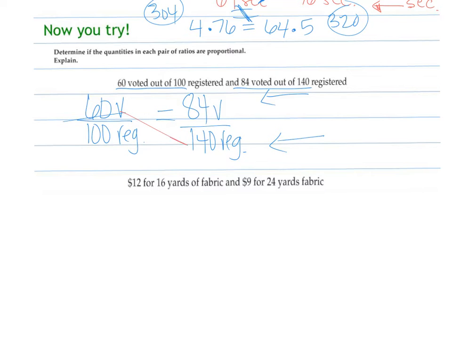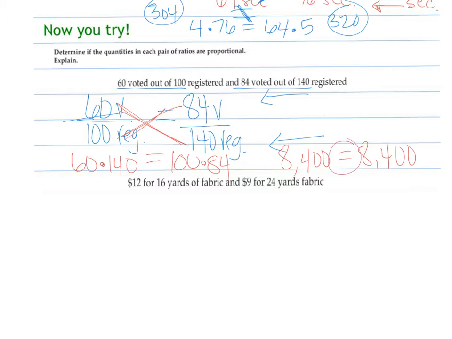Now what I'm going to do is multiply my cross products. So 60 times 140, and then 100 times 84. 60 times 140 is 8,400, and then 84 times 100, which I already know is going to be 8,400. So they are proportional. You try this last one on your own, the last one on this page.